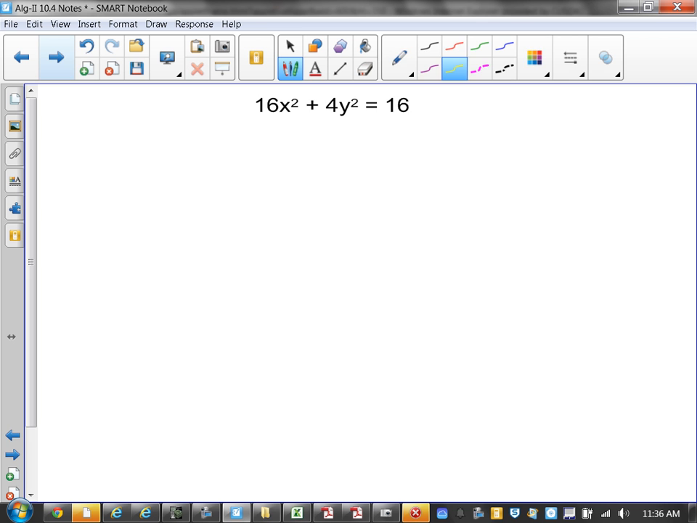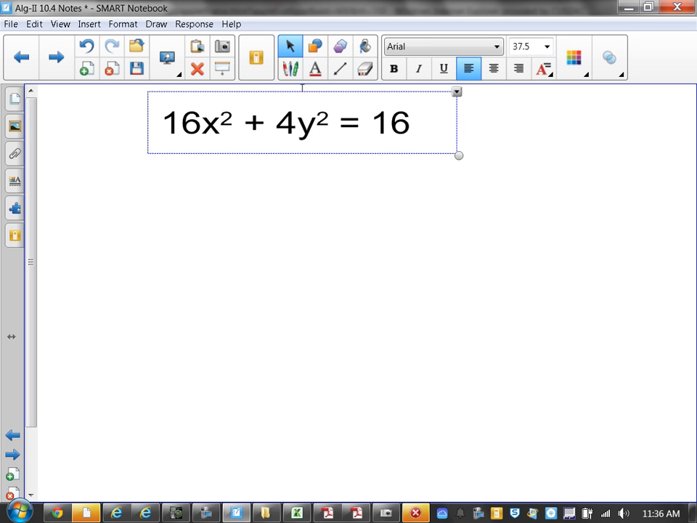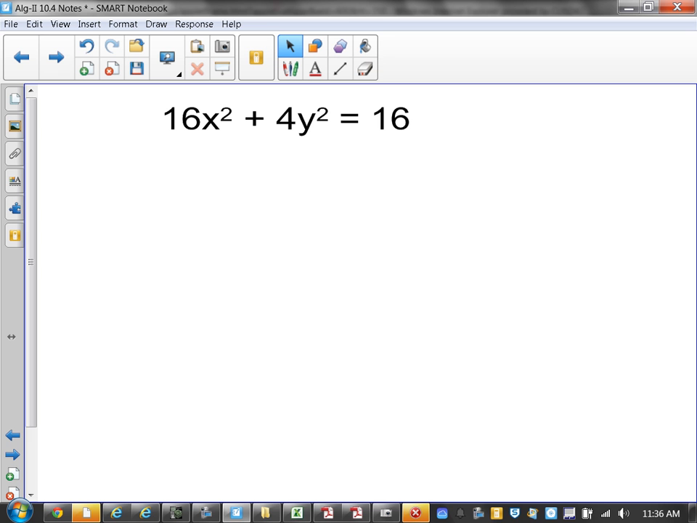Let's do this one. I have 16x squared plus 4y squared equals 16. To start out with, a lot of these do work out pretty clean for your A's and B's. Don't get me wrong, there will be times you'll have some weirder ones, but for the most part, they're pretty clean. What you want to do is set that equal to 1. So you want to divide by 16 right now, because what you want is to get your fractions.